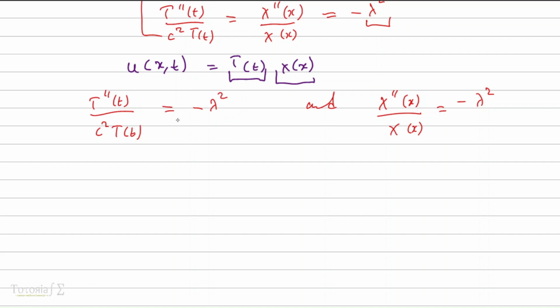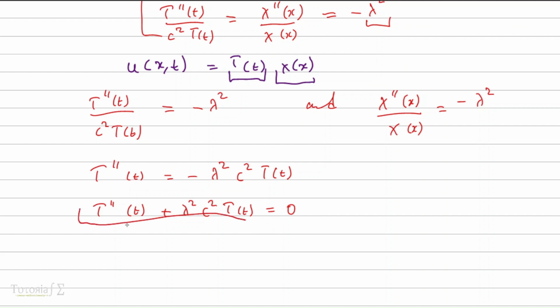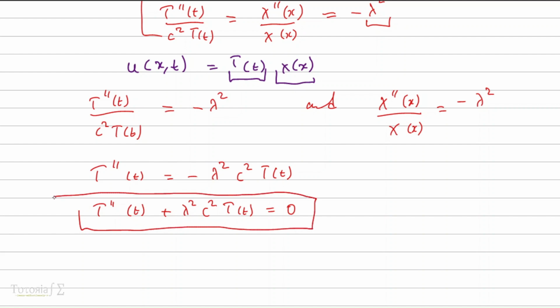So now here we can cross multiply. We have T double prime of t equals negative lambda squared c squared T of t. Then we transpose, and we're going to have T double prime of t plus lambda squared c squared T of t equals 0. So we have to solve this equation. Remember, this is similar to the equation that we had in the introduction.